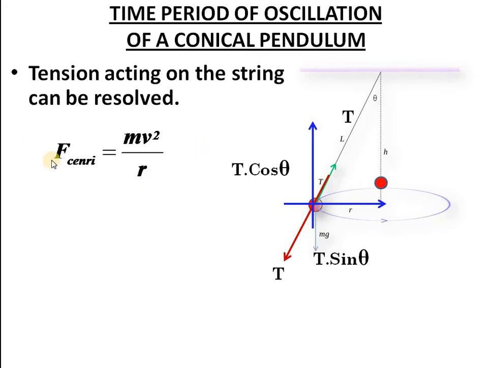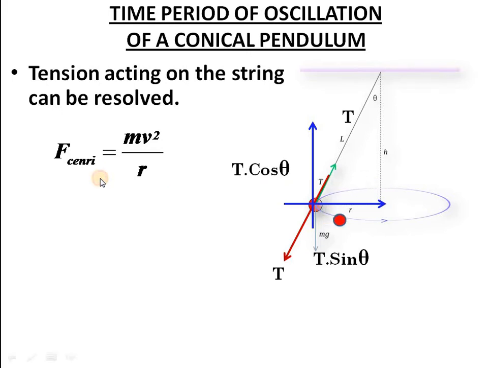Let us see. As I told you, there is a centripetal force that is given by the string, and you know centripetal force is always expressed by mv square by r. In this case, v is the velocity of the bob with which it is circulating, and r is the radius of the circular path. And the radius will definitely change with the angle theta. So there is a dependency between r and theta.